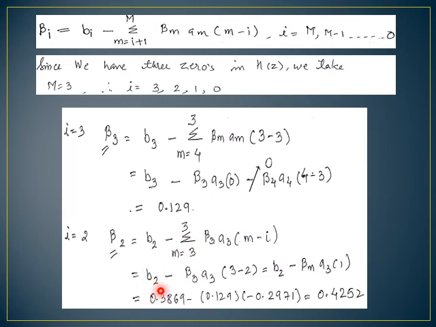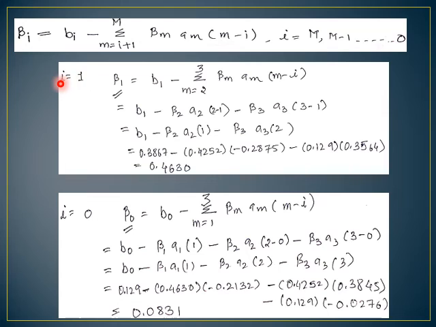Substitute the value of B2, which is 0.03869 from the transfer function. The value of beta 3 is 0.129 and the value of A3 of 1, which we have calculated under M equal to 4, and we get the answer as 0.4252.